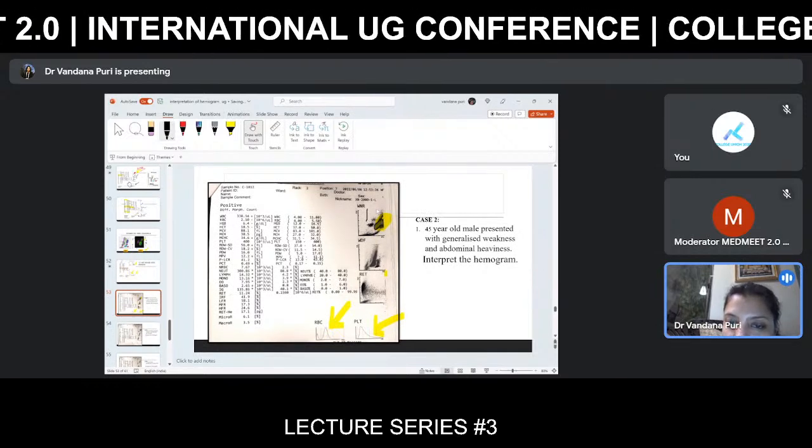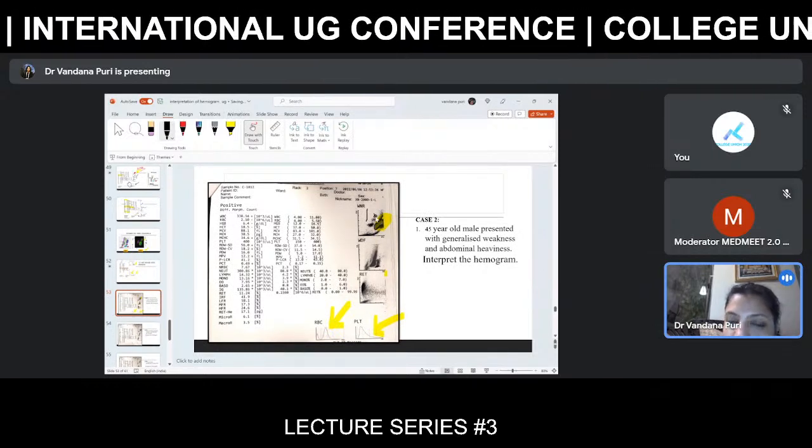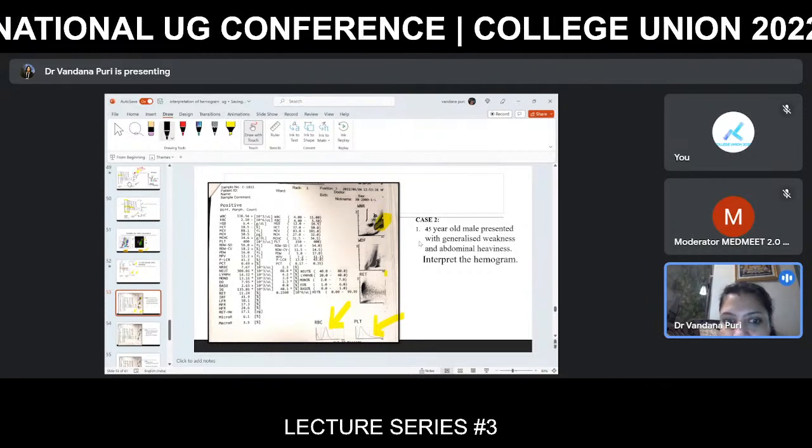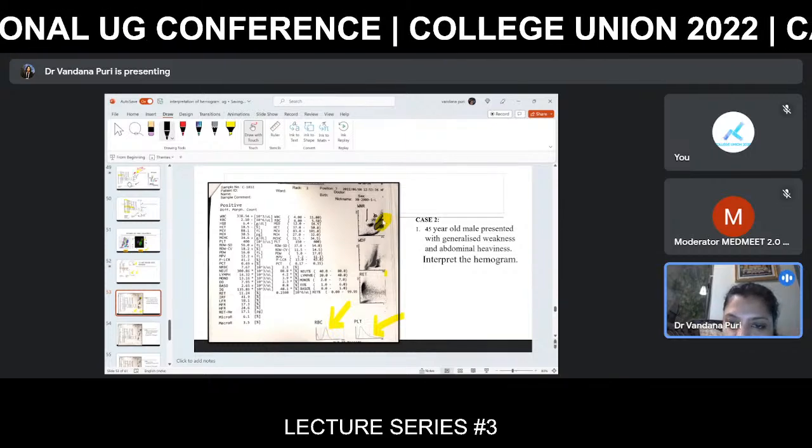Apart from that, you can also see some peak on the top. So what is this? This is basophils. So probably this patient has some basophils also coming, some nucleated RBC and a big WBC clump.